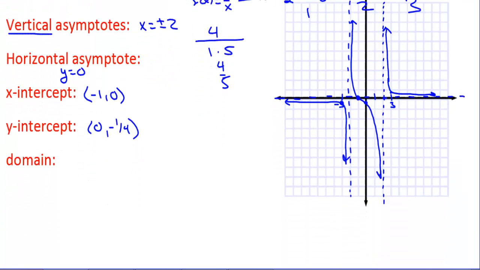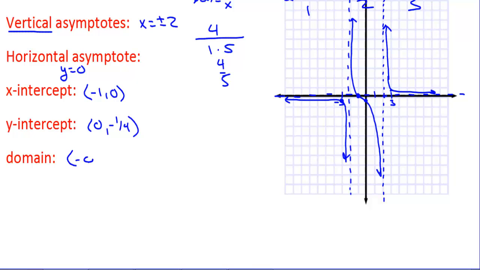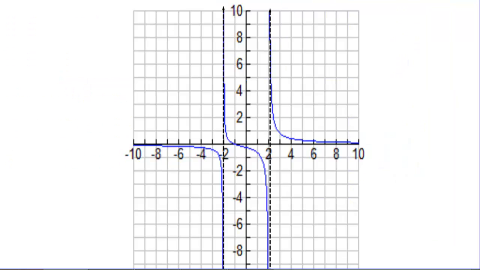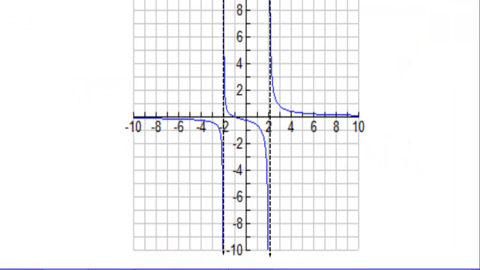Now let's talk about the domain. The domain is from negative infinity. Now this is the x values. Negative infinity to negative 2, negative 2 to 2, and then 2 to infinity. And here's a nice look at it with a graphing utility. And this is what it should look like. And if you go back to my drawing, it looks very similar.